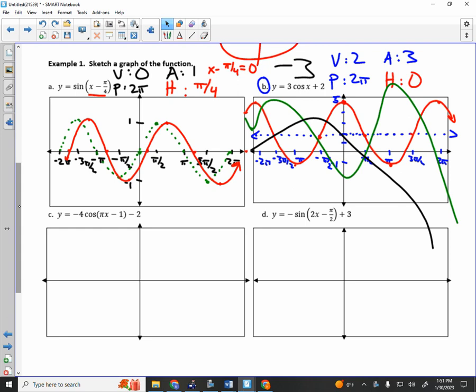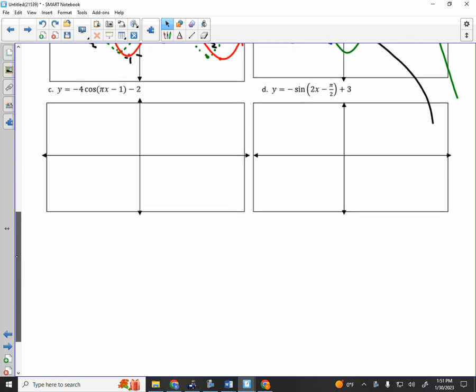You can notice that if I grab this graph and just pull it back, it maps perfectly onto that previous graph. So you can see very nicely the change. Okay. Letter C. Now we're going to put all 4 of them together.